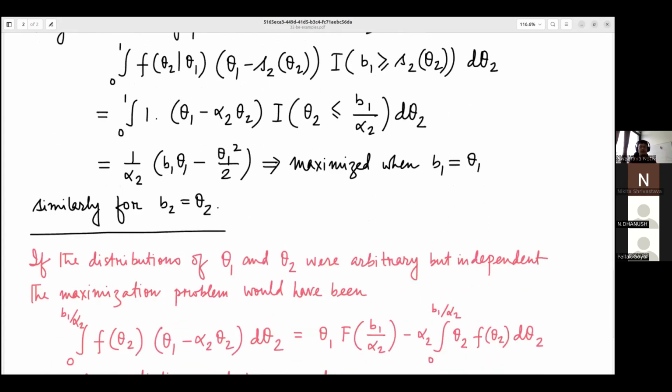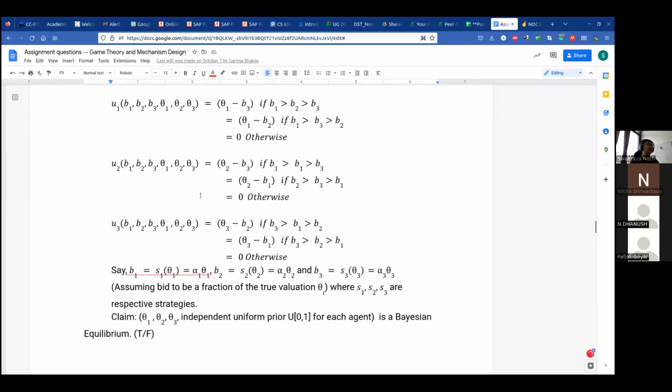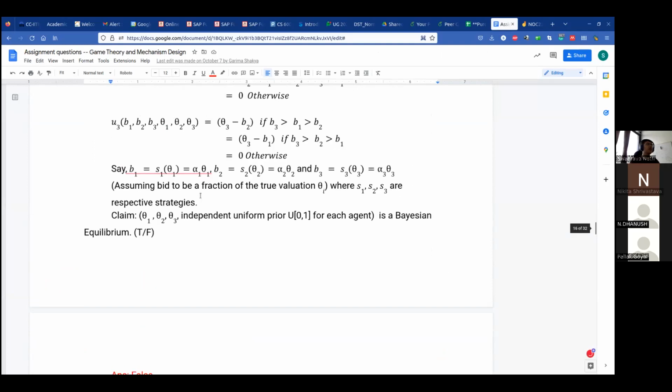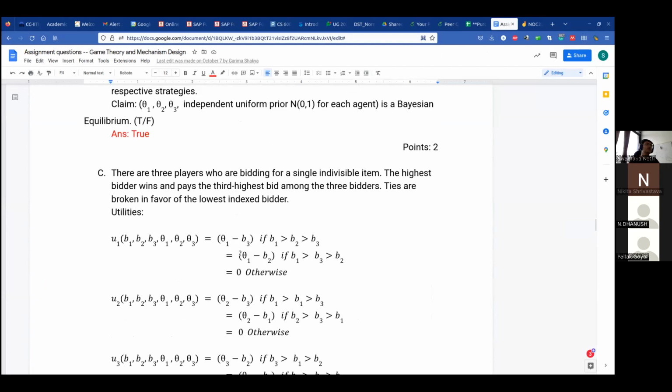So, sir, in the same assignment, the next part was about the third highest bid. If you go for the third highest bid, I just wanted to confirm the answer because I'm not able to access it. So here, if you are going to make your true valuation as the bid, that's not a Nash equilibrium, right? Right, yeah. So the highest bid wins and pays the third highest bid. So a third price auction is not a truthful auction.